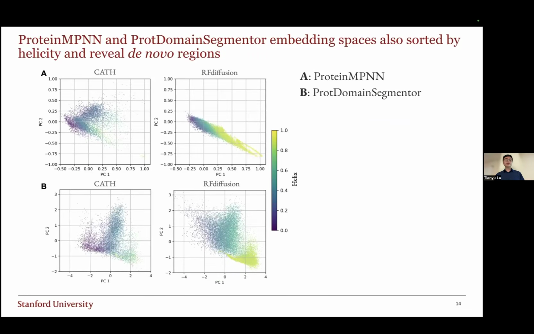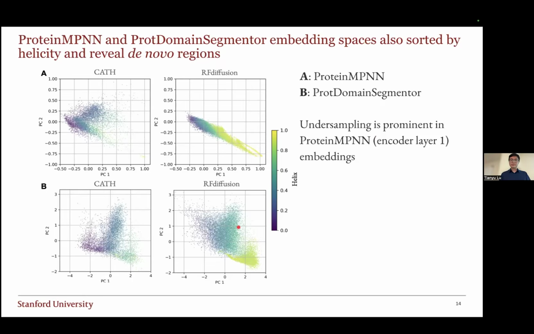So just with other representations too, I only showed ESM3 in the previous slide. But you can also look at the embedding spaces of ProteinMPNN. Here is just the first layer, which is its immediate 48 nearest neighbors, and a global representation, which is the domain segmenter. And you can notice in essentially all three of these embeddings, we see this dramatic bias in the sample distribution versus the ground truth. Again, very interesting that these are also sorted by helicity within the first two principal components.